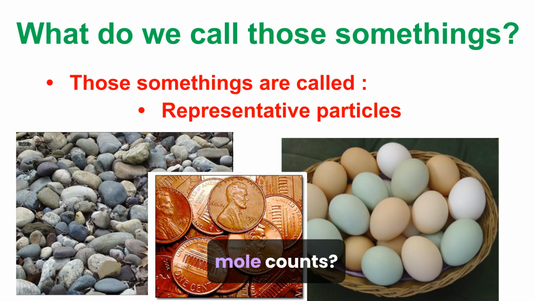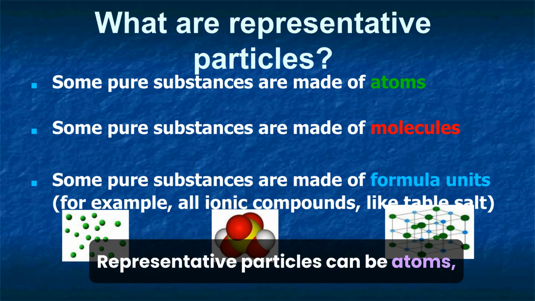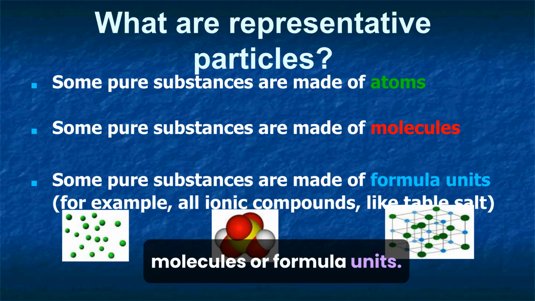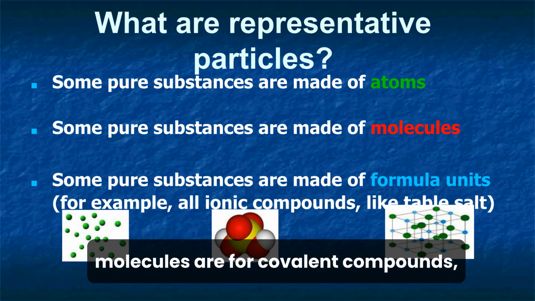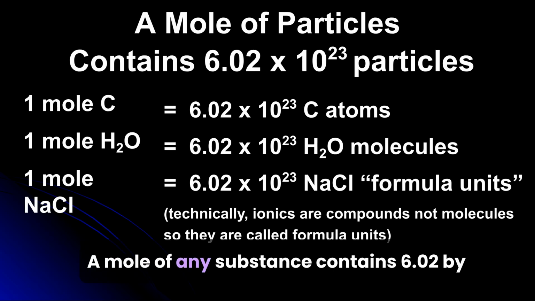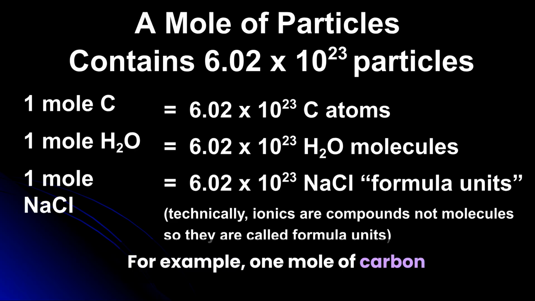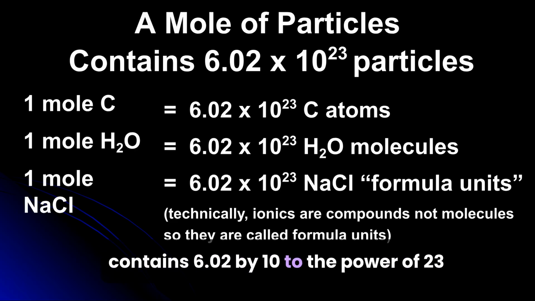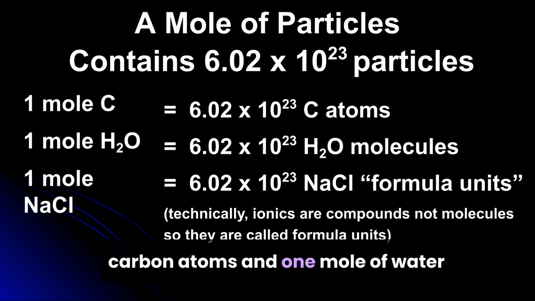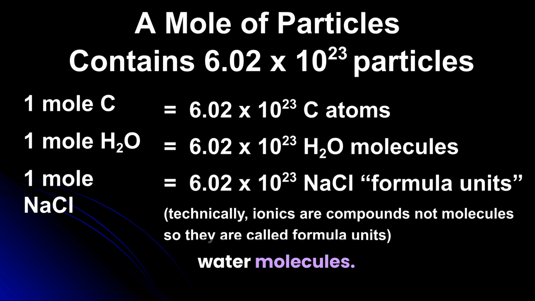What are those somethings that the mole counts? They are called representative particles. Representative particles can be atoms, molecules, or formula units. Atoms are for pure substances, molecules are for covalent compounds, and formula units are for ionic compounds, like table salt. A mole of any substance contains 6.02 by 10 to the power of 23 particles. For example, 1 mole of carbon contains 6.02 by 10 to the power of 23 carbon atoms, and 1 mole of water contains 6.02 by 10 to the power of 23 water molecules.